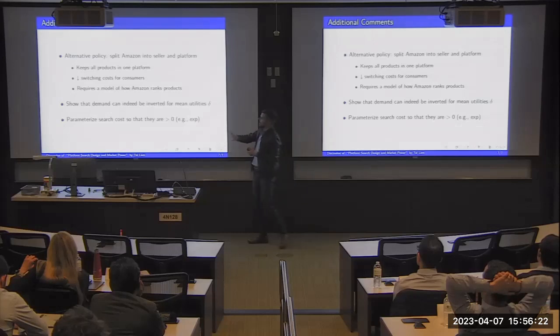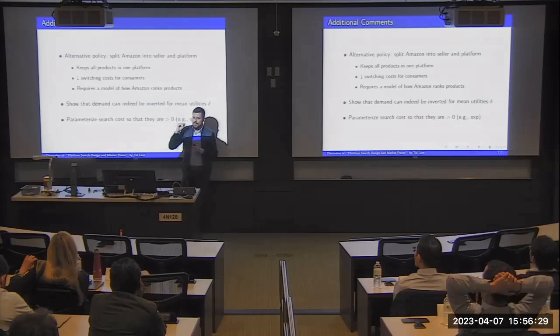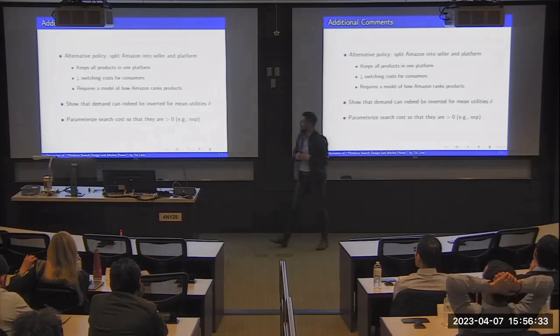I think this is outside of this model, so I do think of this as a suggestion for a different project probably, because I think this would require thinking about what Amazon is doing when they're choosing the rankings, which is currently not in the model.